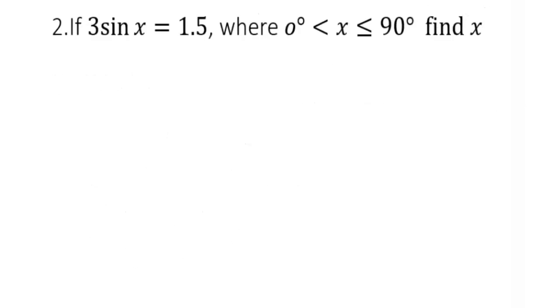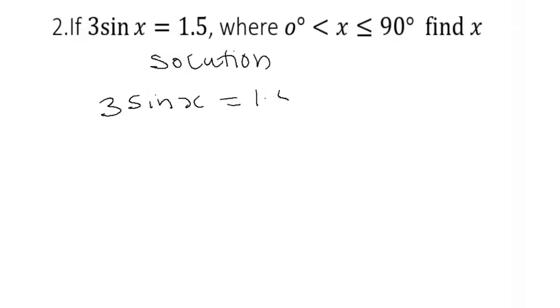Next, if 3 sin x is equal to 1.5, where x is greater than 0 degrees but less than or equal to 90 degrees, find x. Let's look at the solution. So 3 sin x is equal to 1.5. You first have to divide both sides by 3. This 3 will cancel 3. So you have sin x is equal to, when you divide 1.5 by 3, 0.5.